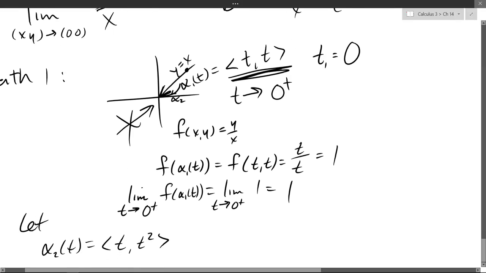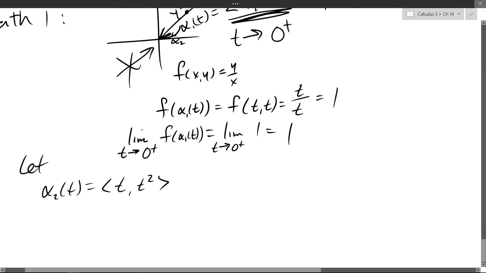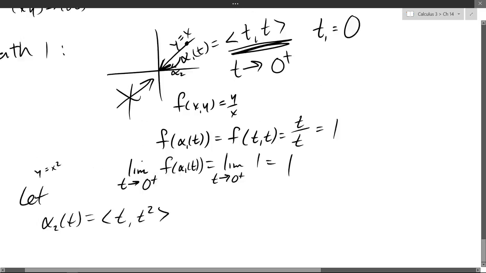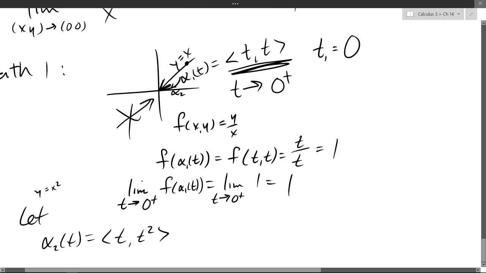I'm going to do the quadratic path, just because I feel like it. So it's along y equals x squared. So basically, x is t, so y is that thing squared. So it's t, t squared. And I could approach 0 on either side, but let's go and do the positive 0.